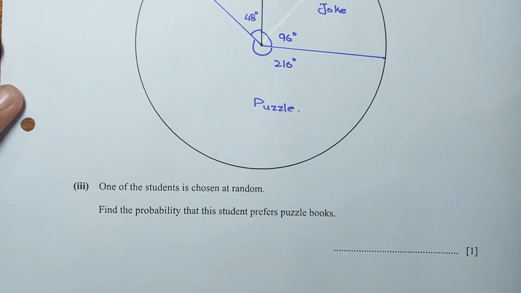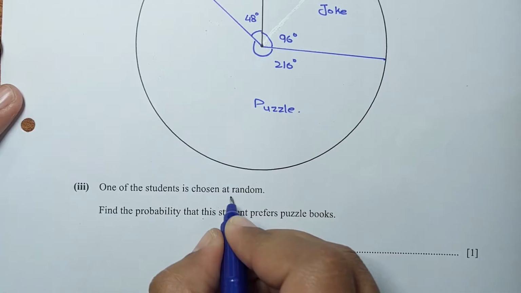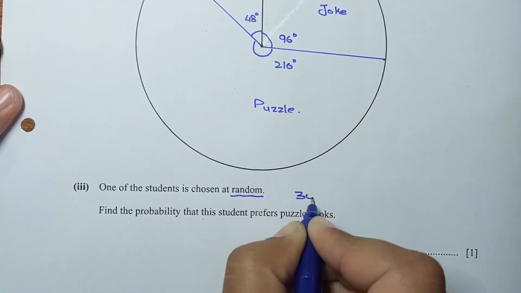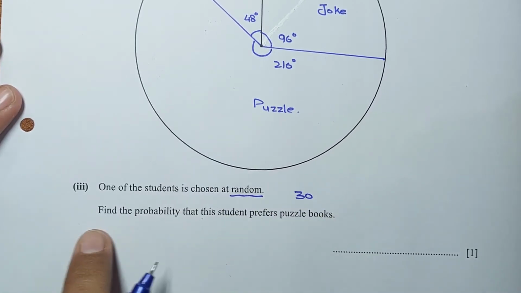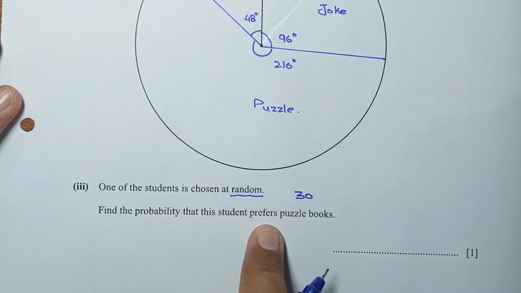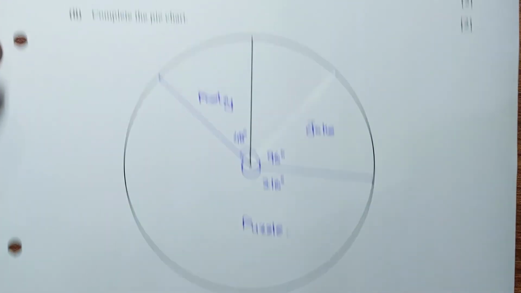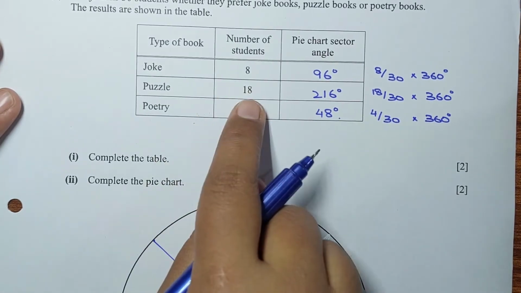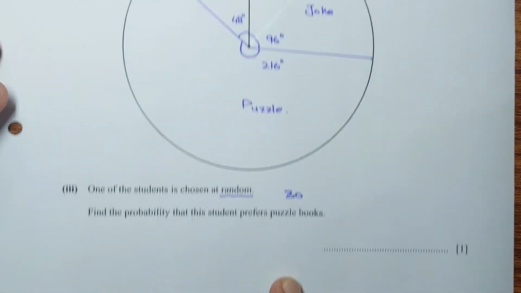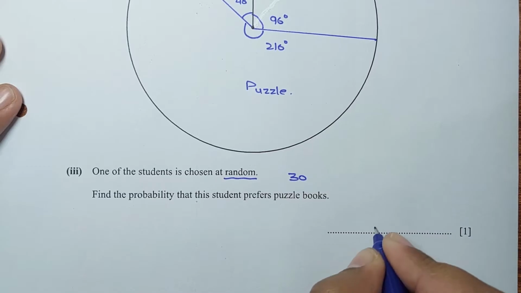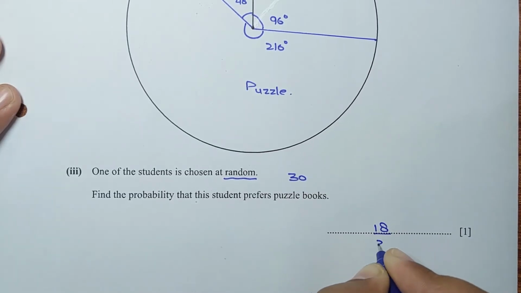Now for the third part, one of the students is chosen at random out of 30 students, right? The total students are 30. Find the probability that this student prefers puzzle books. Okay, so the students who preferred puzzle books are 18 out of 30, right? So the probability is 18 out of 30.